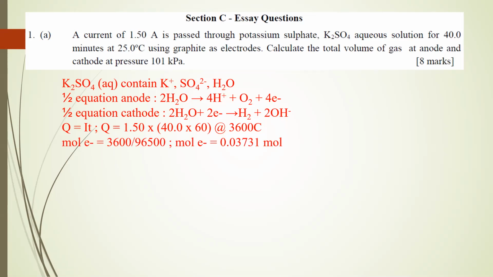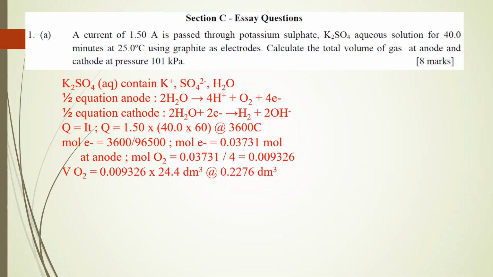Okay, so then you have to compare both the anode and cathode by using the mole of electron. At anode, the mole of oxygen stoichiometrically is 1 to 4. So the mole of oxygen is 0.009326. And then the volume of the oxygen is 0.009326 multiplied by the molar volume of gas, which is 24.4 decimeter cube per mole. So you get 0.2276 decimeter cube.